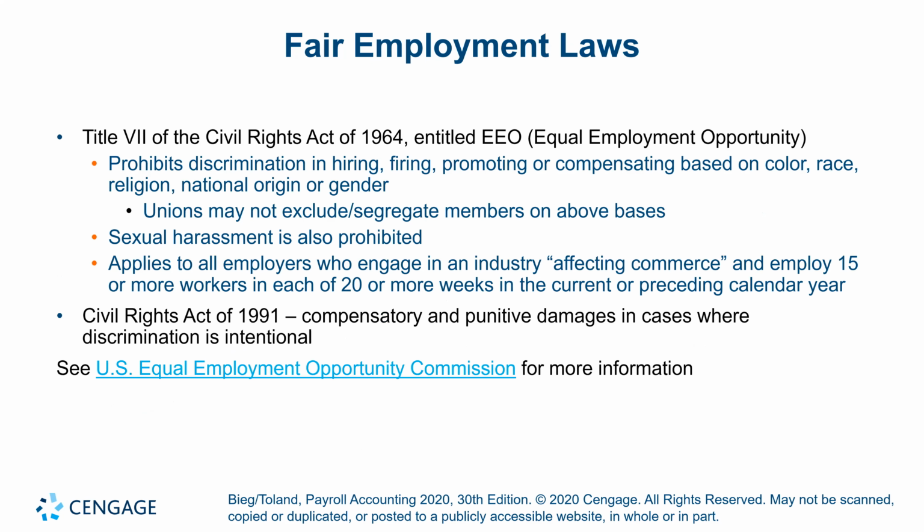Okay, fair employment laws. And again, we looked at, for example, the Equal Opportunity Act, Title VII of the Civil Rights Act of 1964. The Equal Opportunity Act prohibits discrimination in hiring, firing, promoting, or compensating based on color, race, religion, national origin, or gender. Unions may not exclude or segregate members on any of the characteristics listed above. This act also prohibits sexual harassment and applies to all employers who engage in an industry affecting commerce or employ 15 or more workers in each of the 20 or more weeks in the current or preceding calendar year. The Civil Rights Act of 1991 allows compensatory and punitive damages in cases where discrimination is intentional. And then they have the link here for the United States Equal Opportunity Commission for more information.